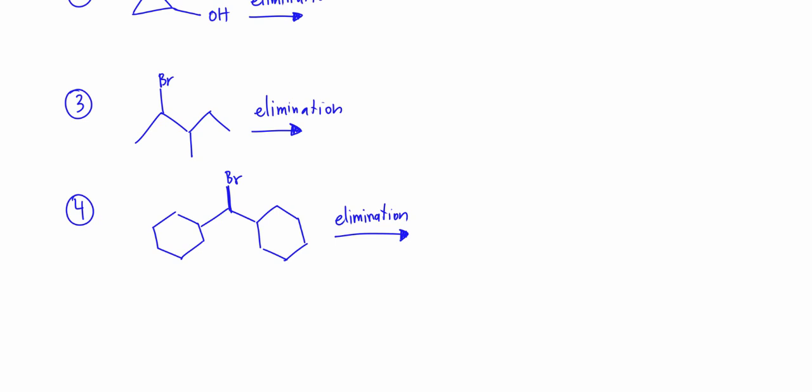In our next discussion, we'll talk about which products are more favored than others. We'll get deeper into the elimination 1 reaction, which is E1, the elimination 2 reaction, E2, and competition between substitution and elimination.